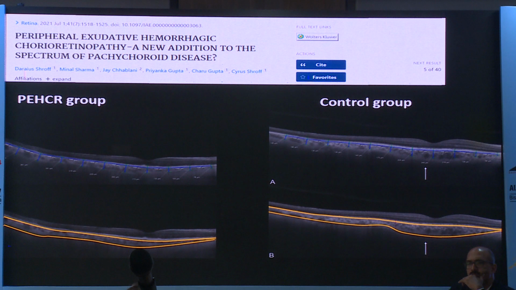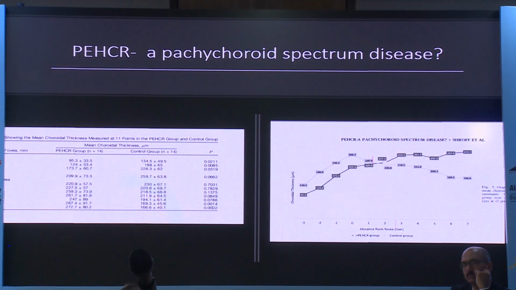So this is another PHCR study where we did wide scans, and we found the choroid configuration was different. Normally you have a bowl shape: it's at the fovea, it's the thickest, and then it tapers off. But when I studied my patients with PHCR, I found a club-shaped configuration, like a claviate. So it's thicker in the periphery, and it becomes thinner as we come toward the center. This was published in Retina, where we proposed PHCR be added to the spectrum of pachychoroid disease.